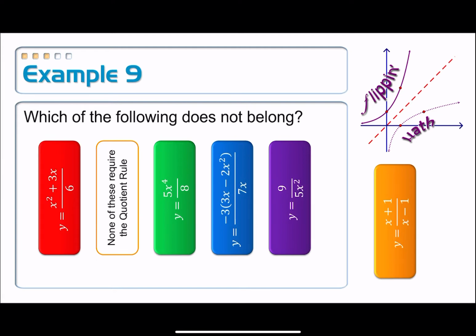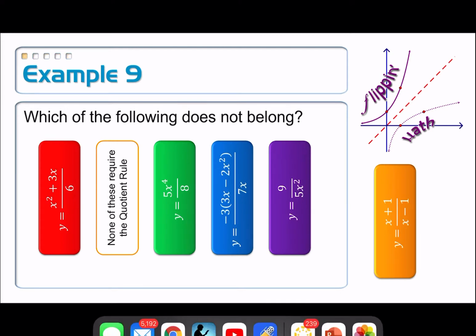You can rewrite it. And as a matter of fact, that's the first thing to do whenever you have some sort of quotient: see if you can rewrite it, because if you can, it's going to make it so much easier to find the derivative. And the only one that you cannot rewrite to avoid the quotient rule is the one in orange. So let me show you what that would look like.